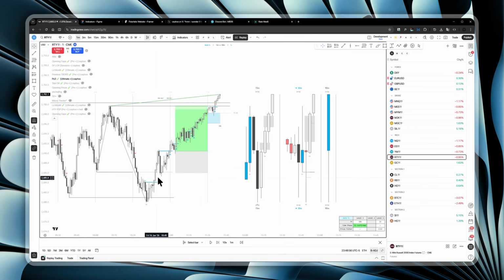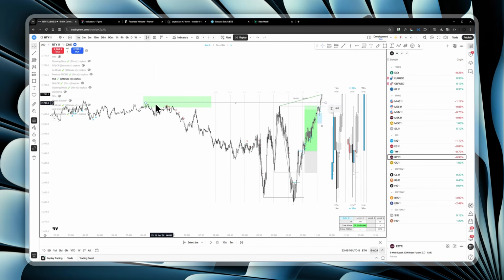So you can see right here, because I have it on C2 on the 30 minutes, I get alerted on this change in state of delivery right here with the order block, right? And you could have entered there and gone long to the buy side and the equal highs.